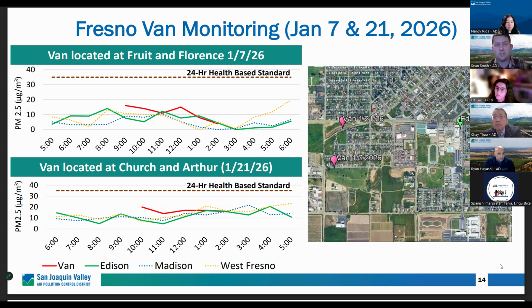The major cross streets are Cesar Chavez and Fruit Avenue. And we noticed the same thing, that both sites, the Edison stationary monitor and the van, were both under the 24-hour health-based standard. And the slight elevation in PM in the early morning hours could possibly be attributed to road traffic that is along that area.